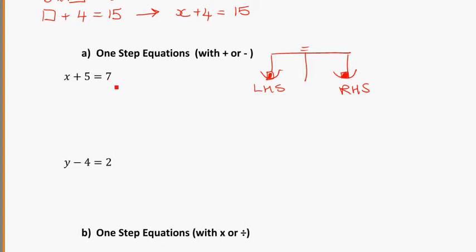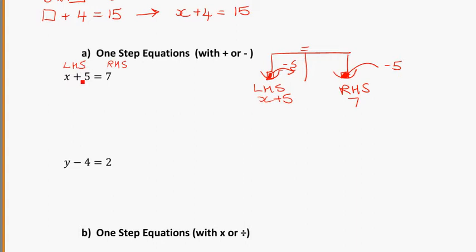So we'll start with x plus 5 equals 7. x plus 5 is on our left-hand side, and 7 is on our right-hand side, and it's balanced. So to keep it balanced, if we do something to one side, if we take 5 off there, we have to take 5 off there as well. And you have to show your working, and your goal is to isolate x by itself on the left-hand side.